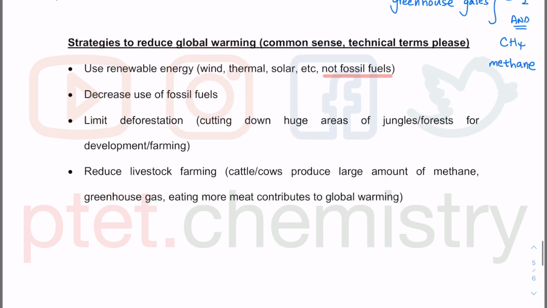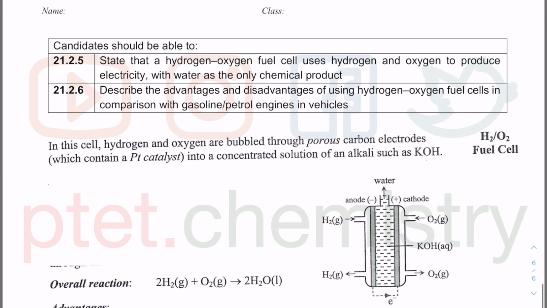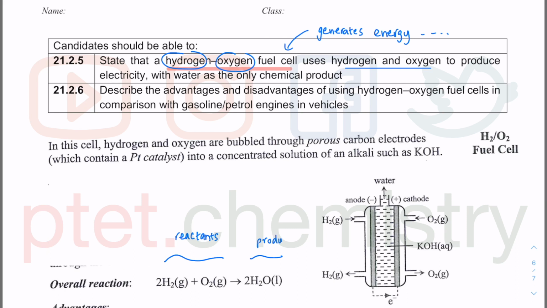Okay. Last but not least, this is the very last thing in this topic on environmental chemistry. They just want the candidates to be able to state that the hydrogen oxygen fuel cell is good, because it generates energy when you use it as a fuel. And this is a result of a reaction between hydrogen and oxygen gas. So this is your reactant. The reactants react and they produce your product, which in this case is just water. So this is water, this is oxygen gas, and this is hydrogen gas.